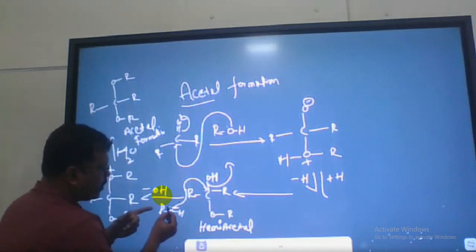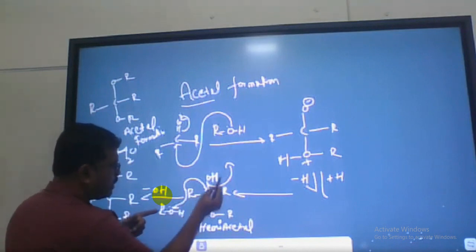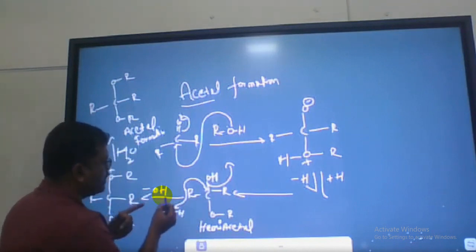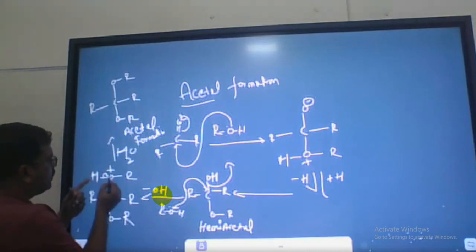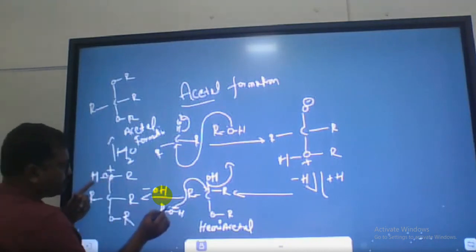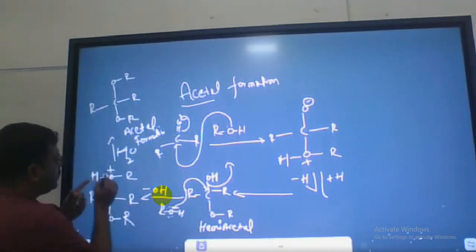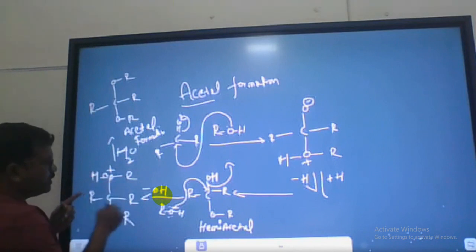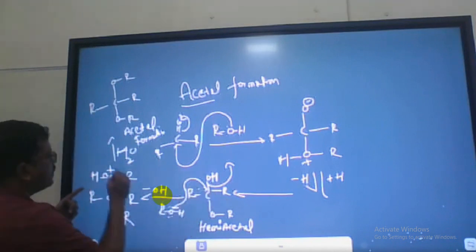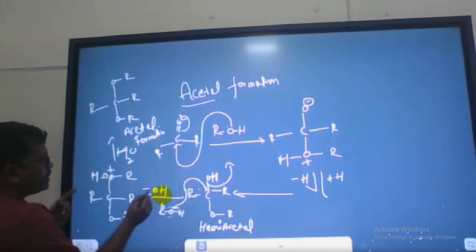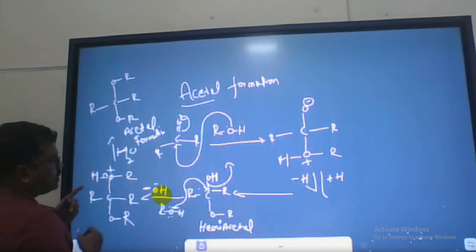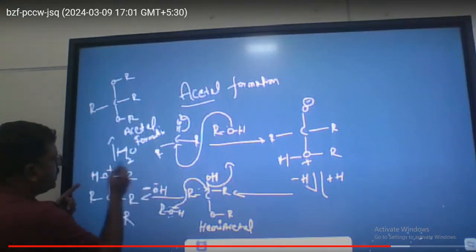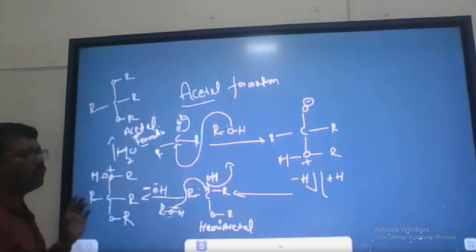In the next step, I have added alcohol again. It attacks here, and this is eliminated as O minus H. After the oxygen attacks the carbon, the carbon becomes plus. So plus, HO plus R, the remaining are same. The next is the elimination of O minus. This OH minus takes a proton, and the remaining becomes the acetal formation.